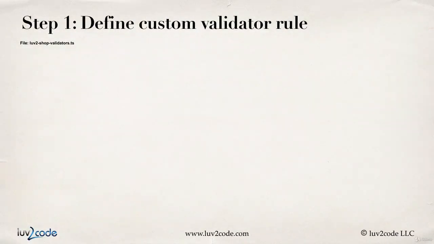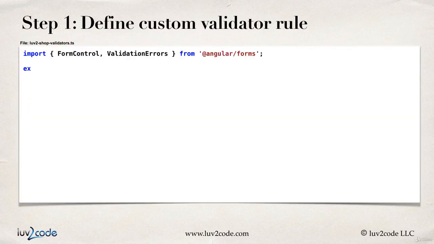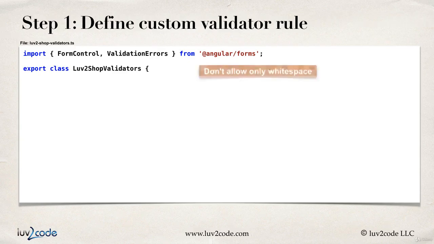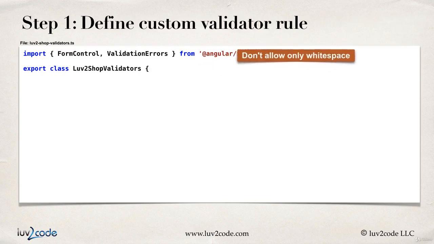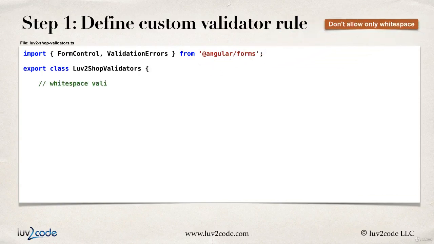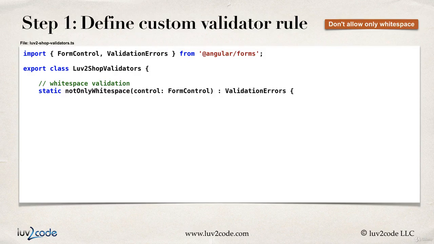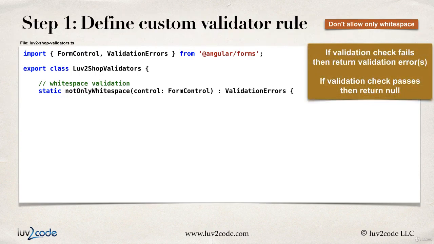Alrighty, step one, defining a custom validator rule. We'll simply define a method in a class. So here I have this class, LuvToShopValidators, and we'll add a method here to not allow white spaces as far as validation. I'll create this method here, static notOnlyWhiteSpace, passing in a form control. That's the actual form control that we're checking on, and it returns validation errors. If the validation check fails, then we'll return validation errors. If the validation check passes, then we'll return null.